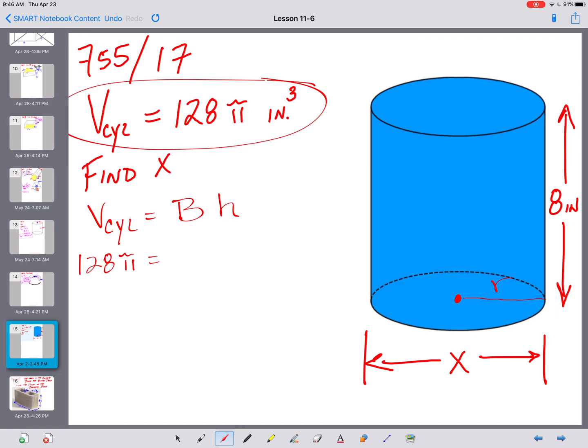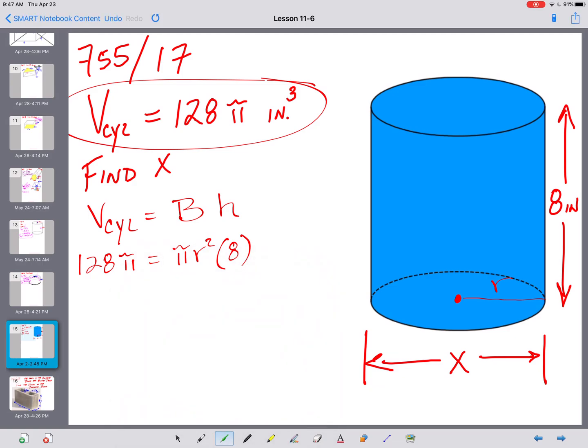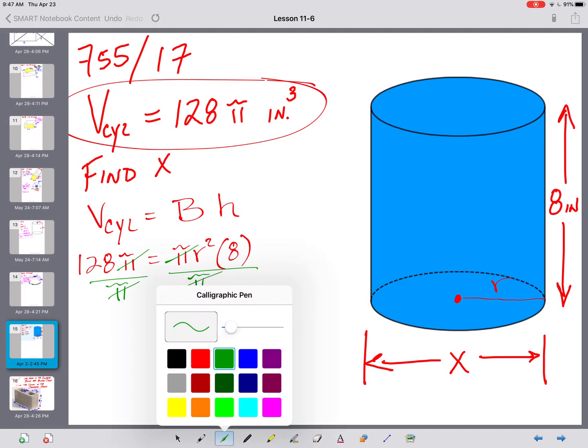Do you know the base area? No, but do you know a formula for the base area? Yes, it's pi r squared. Do you know the height of the cylinder? Yes, it's 8. What are you going to do first? I think the first thing to do is divide by pi on both sides. They're going to cancel out. Those are gone.